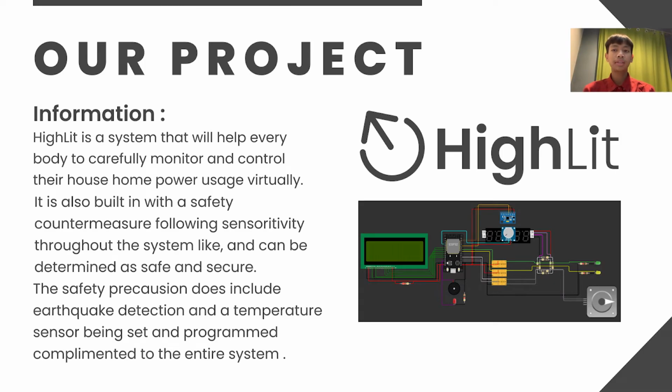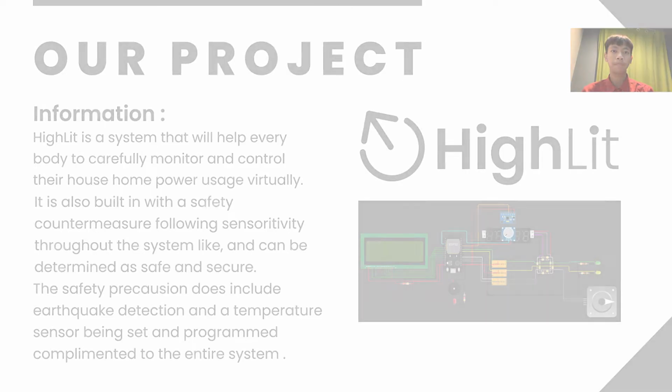Our project is HighLit. HighLit is a system that will help everybody to carefully monitor and control their home power usage virtually. It is also built with a safety countermeasure following sensitivity throughout the entire system life, and can be determined as safe and secure. The safety provision does include earthquake detection and a temperature sensor, programmed throughout the entire system.